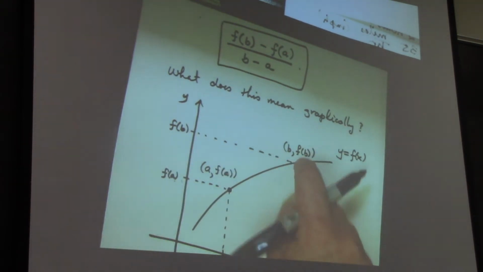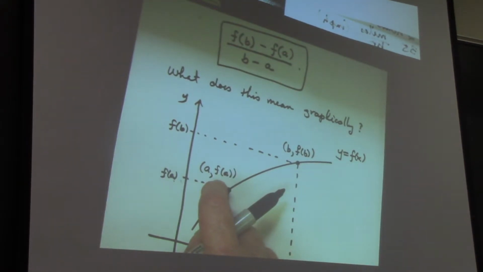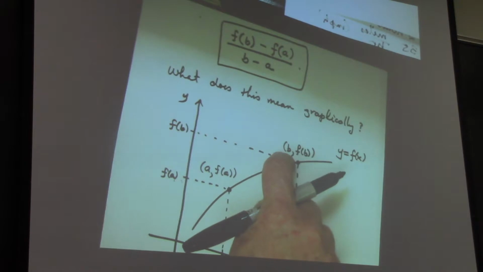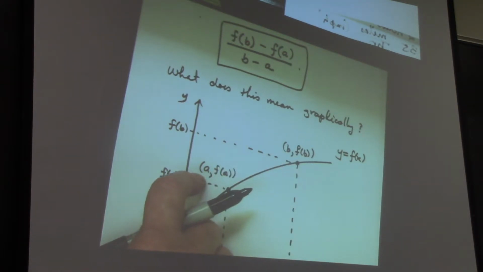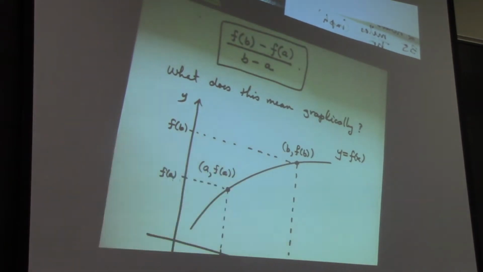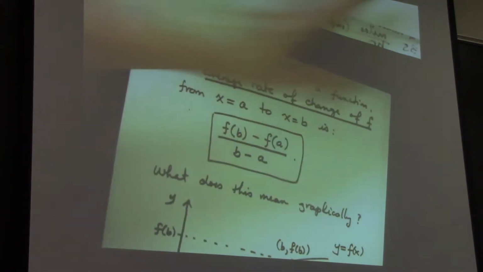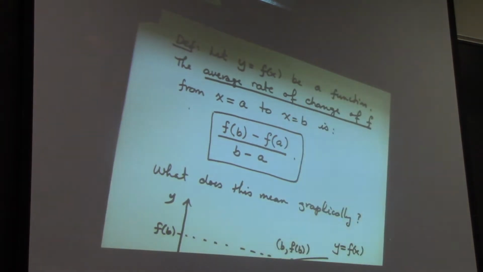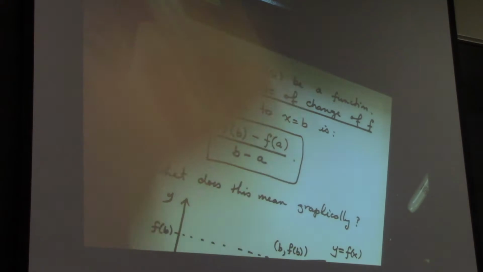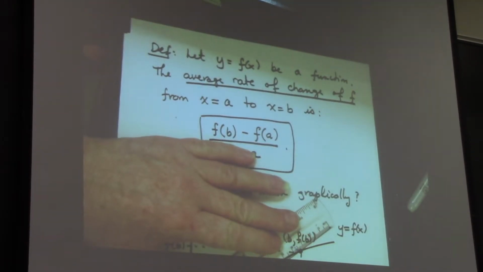Because what we're doing is we're taking this y coordinate and subtracting that y coordinate and dividing by this x coordinate minus that x coordinate. Y sub 2 minus y sub 1 over x sub 2 minus x sub 1. Okay, so that average rate of change is nothing more than the slope of the line that passes through those 2 points. I'm just going to draw it.